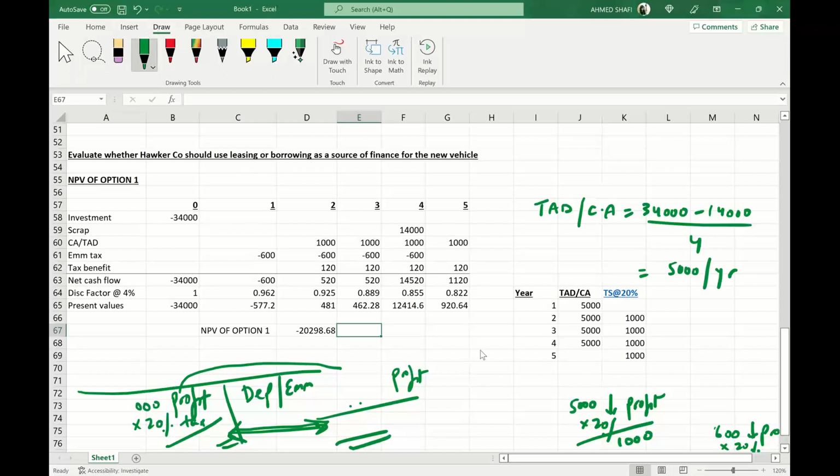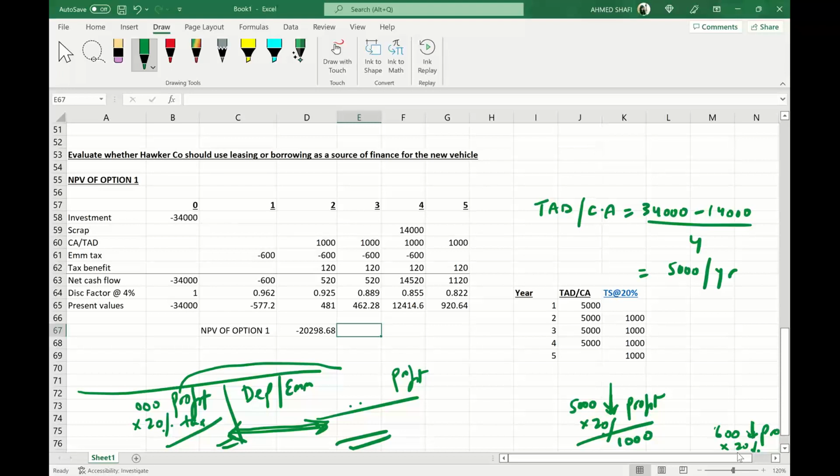The easiest way is that depreciation is 5,000, so it reduces profit by 5,000 and reduces tax by 20%, which is 1,000. Emission tax is 600, it reduces profits by 600, and will reduce tax by 20%, a 120 benefit. Because a tax reduction is a benefit. 5,000 depreciation reduces profit, so it reduces tax by 20%. 1,000 is a tax saving, it's a benefit.